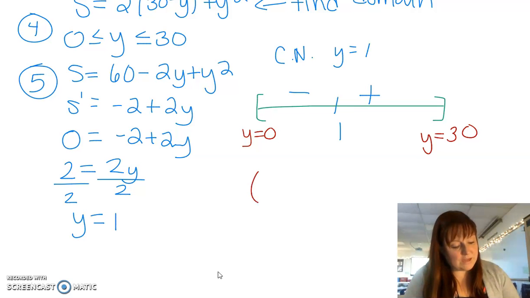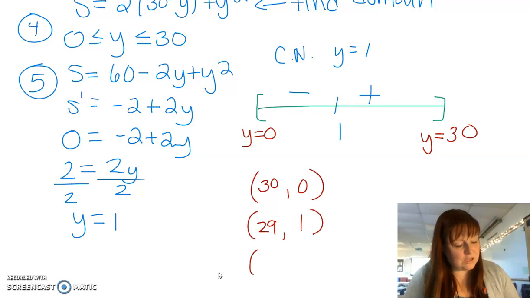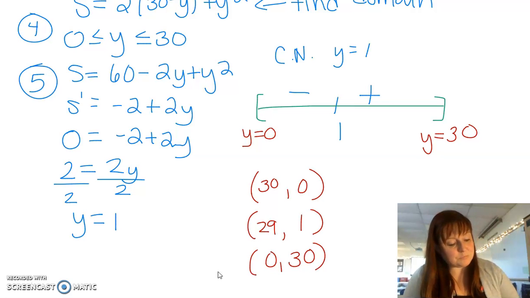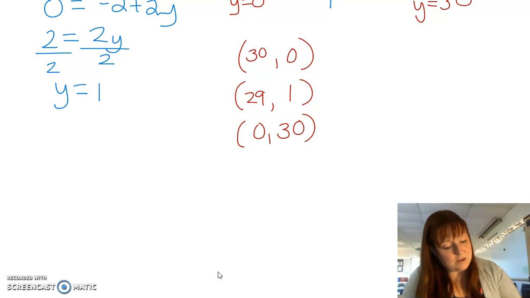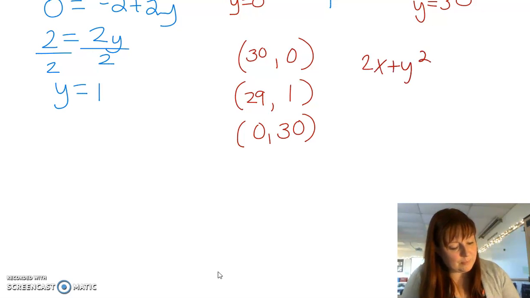And so what's our point? If y equals 0, x has to equal 30. If y equals 1, x has to equal 29 because they have to add to 30. And then if y equals 30, x has to equal 0. So those are my 3 points that I can try. These are my 3 options. So let's figure out what they are, and figure out which one gives us the biggest possible output. Our sum equation is 2x plus y squared.